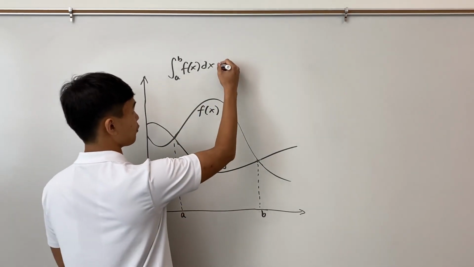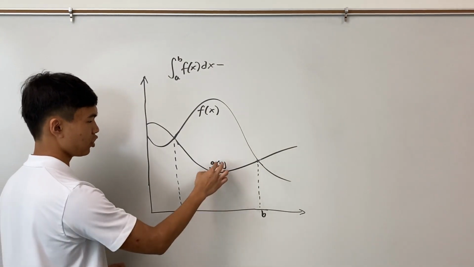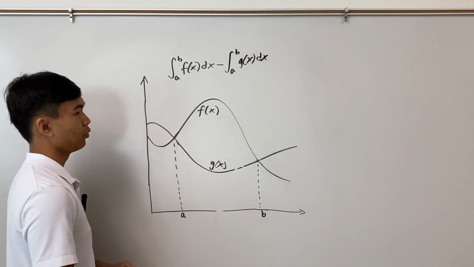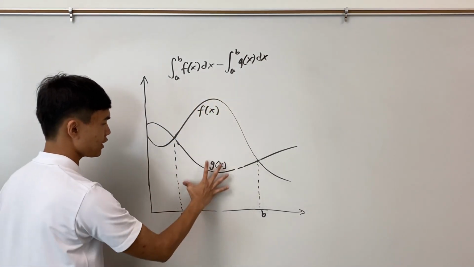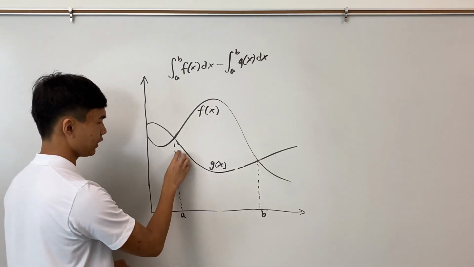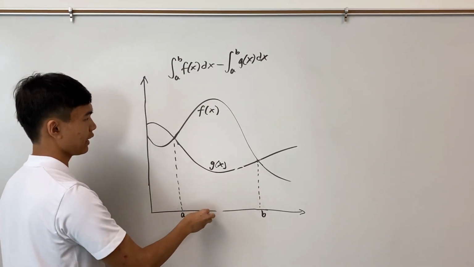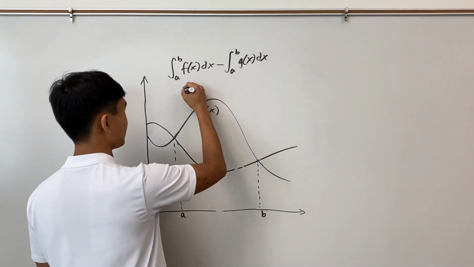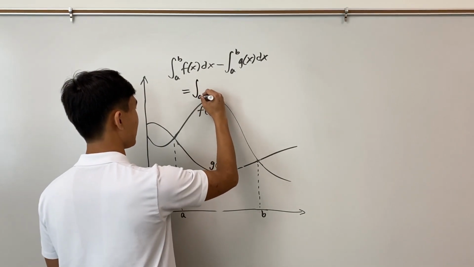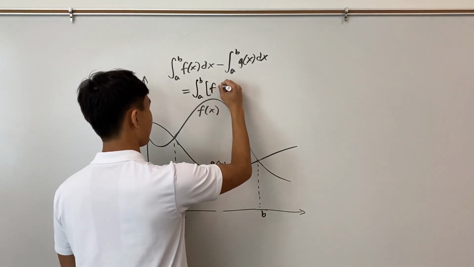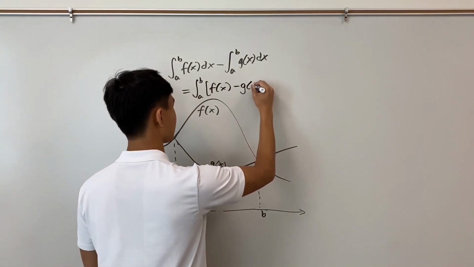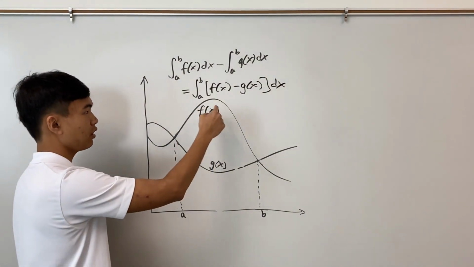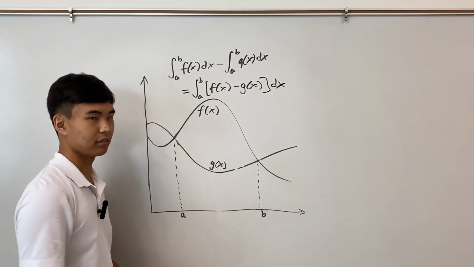And then I'm going to subtract the area under g of x from a to b, or all of this stuff, like so. So what we're doing here again is taking this big area and subtracting this bottom area from it to get this remaining region. And because of the properties of integrals, we can write this as the integral from a to b of f of x minus g of x dx, or the integral of the top curve minus the bottom curve dx.